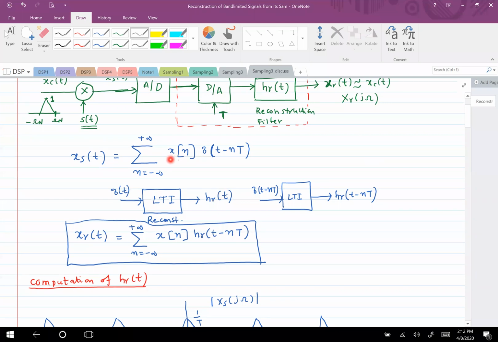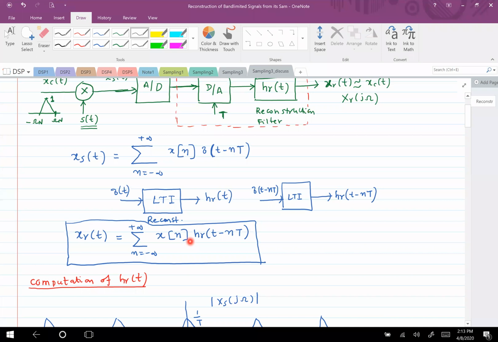Now you see here what you are giving as an input is scaled by a factor x of n, shifted by a value of nt: scaled and shifted versions of the impulse values. Summation is what you are doing. So what you get is again a summation, because this is an LTI, linear time invariant system. For delta of t you would be getting hr of t. This being delta of t minus nt, you will get hr of t minus nt.